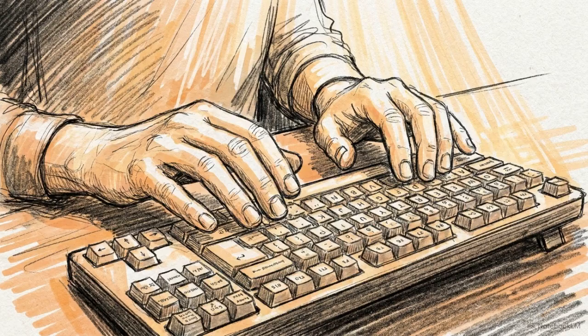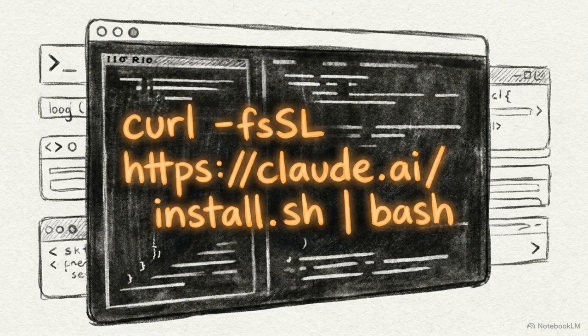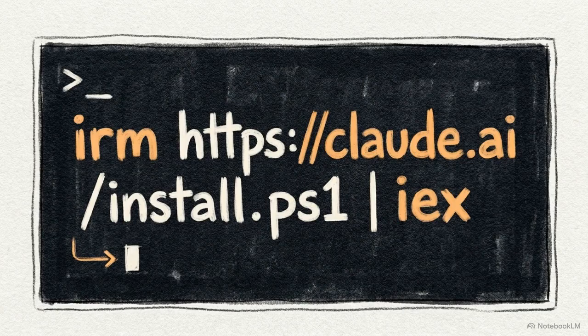To begin the installation, open a blank terminal window. We will use a single command to download and set up the software. This command initiates the automated installation script. If you're on Mac, Linux, or WSL, paste this command into your terminal and hit Enter. For Windows users working in PowerShell, use the equivalent IRM command shown here to achieve the same result.